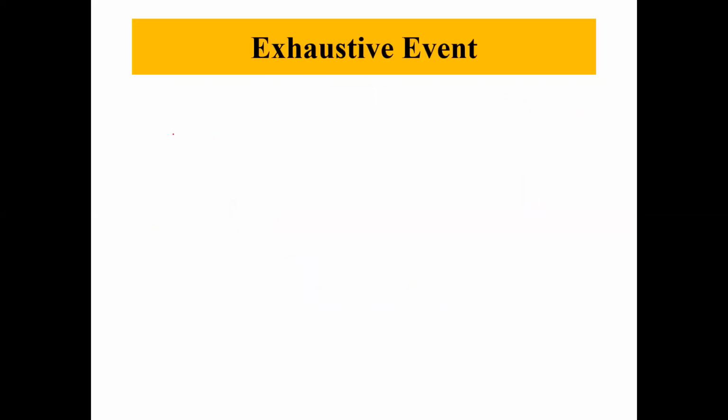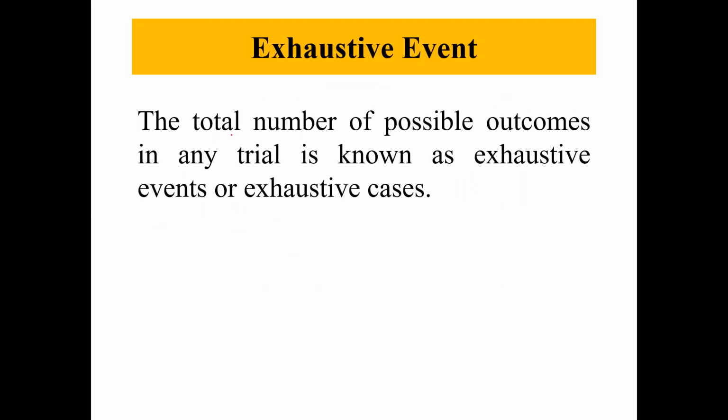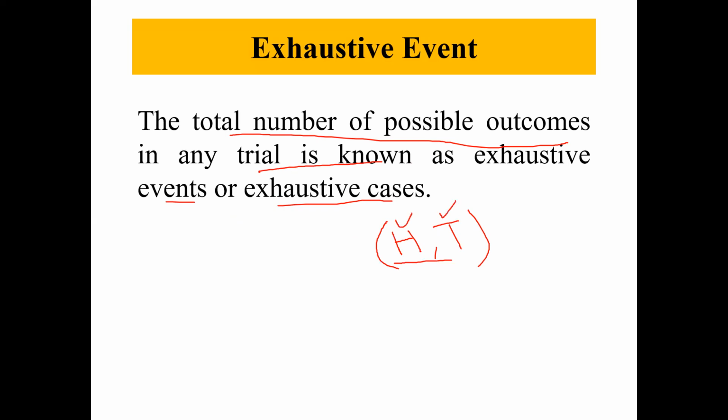Now another term, which is known as exhaustive events. What do you understand about exhaustive events? The total number of possible outcomes in any trial is known as exhaustive events or exhaustive cases. For example, when tossing a coin, we may get head or tail. So there are two choices, two options. This is known as the exhaustive events: one head or two tail.